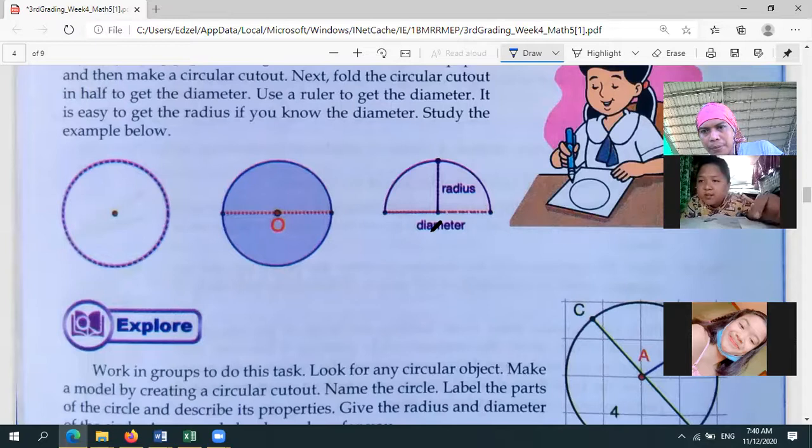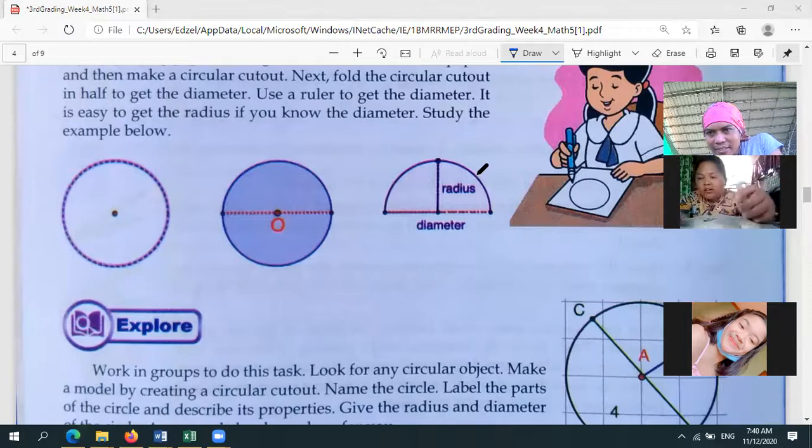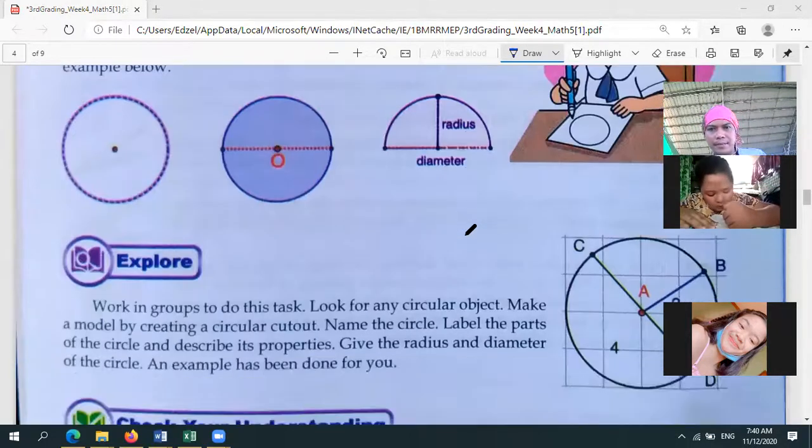What is the total, sir? If the radius is 4, what is the diameter? 8. 8. Very good. That's it, no? If 16, Josh. If 16, Josh. 32. There, 32. So it's 32, no? So there.